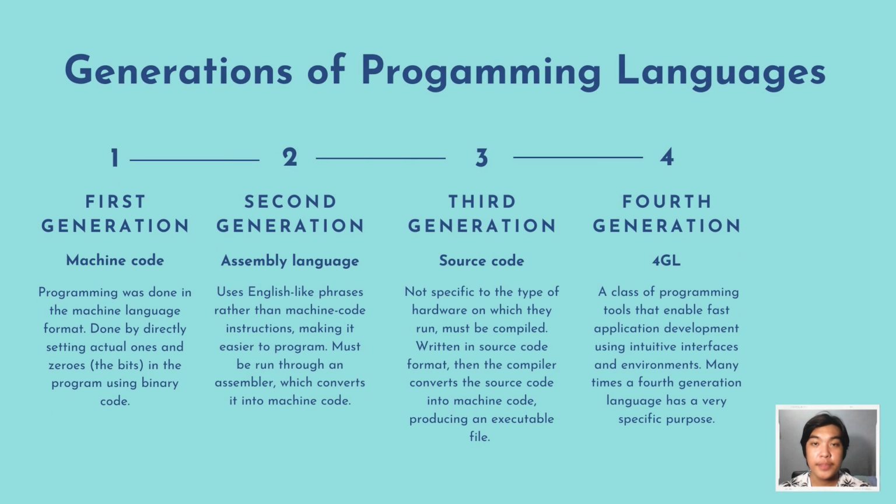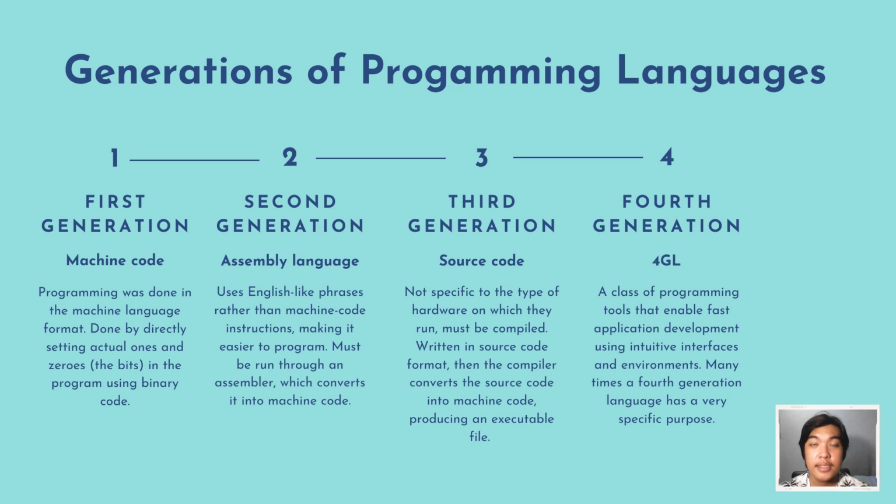Early languages were specific to the type of hardware that had to be programmed. Each type of computer hardware had a different low-level programming language. In those early languages, very specific instructions had to be entered line by line, a very tedious process. The first generation is called machine code. Programming was done in the machine language format, by directly setting actual ones and zeros, called bits, in the program using binary code.